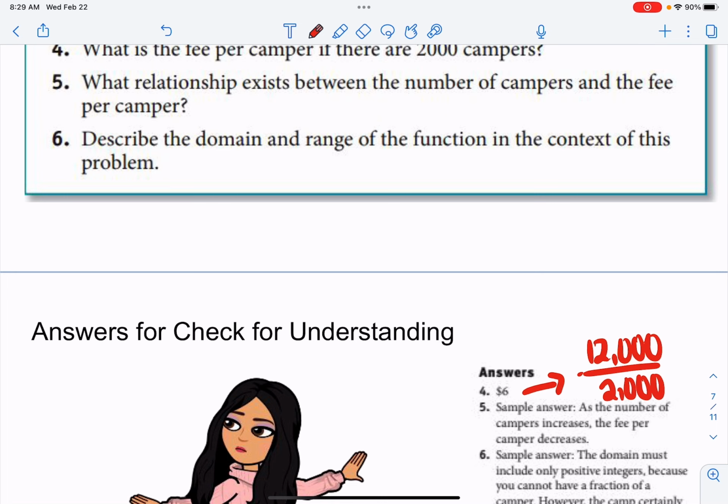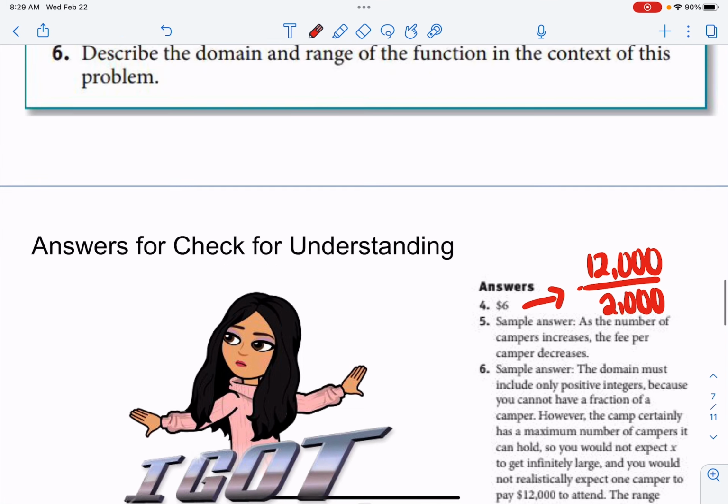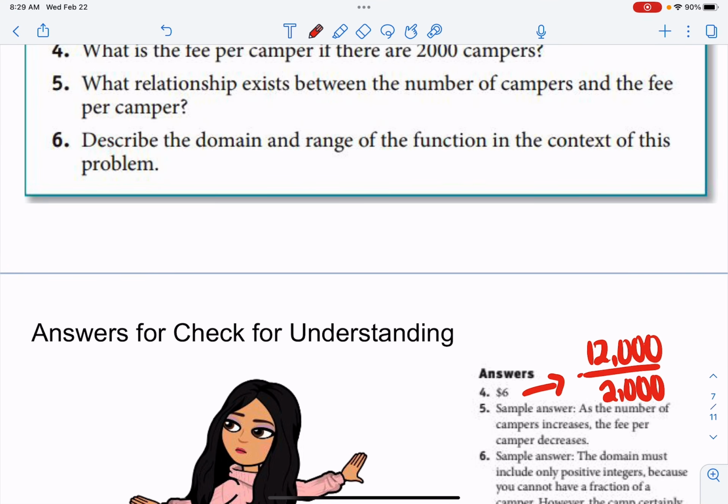What relationship exists between the number of campers and the fee per camper? You could say as the number of campers increases, the fee per camper decreases. So in other words, as x increases, y decreases. And then the 6th problem says describe the domain and range of the function in context.